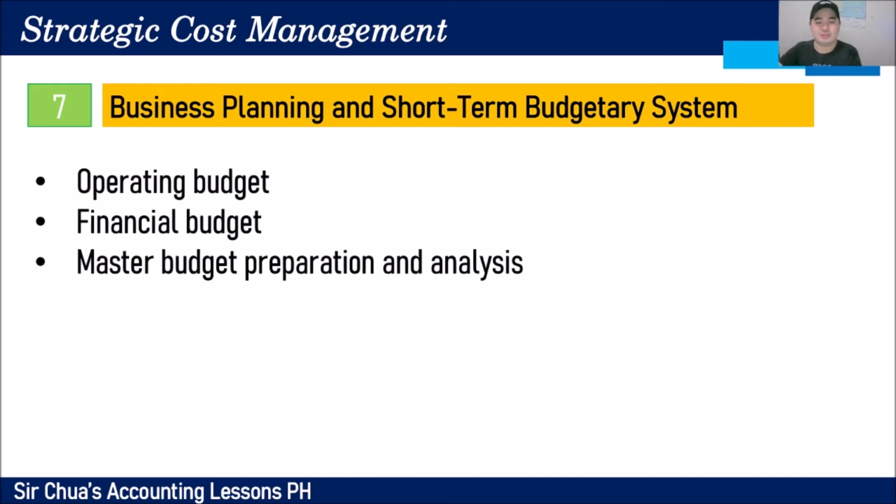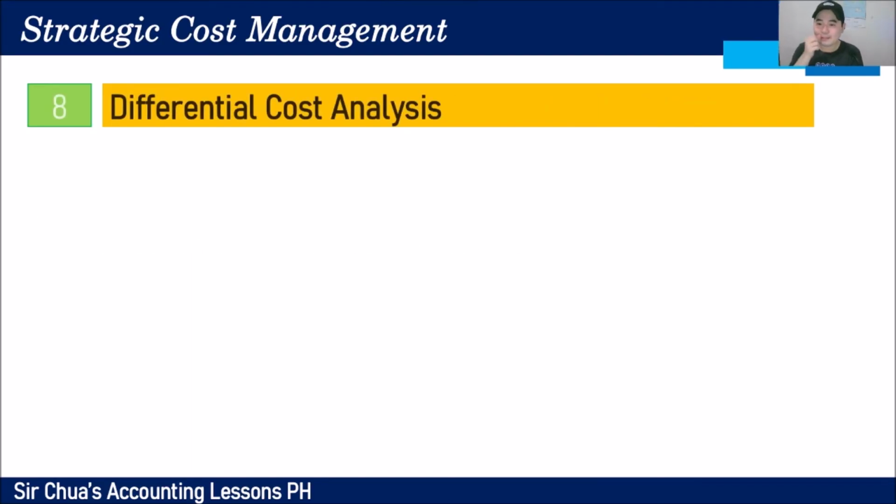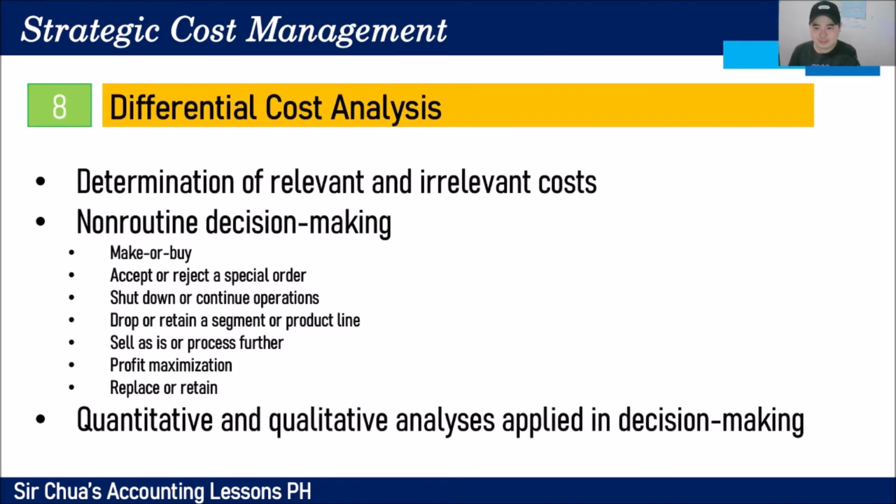What is the difference between an operating budget and a financial budget? And we will be preparing budgeted financial statements, basically master budget preparation and analysis. Now this is short-term budgeting, because your long-term budgeting, or capital budgeting, is already part of your financial management class. Here in strategic cost management, we'll be talking about the much shorter one, which is the short-term budgetary system or master budget.